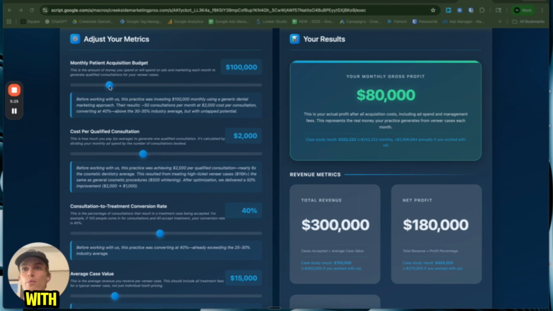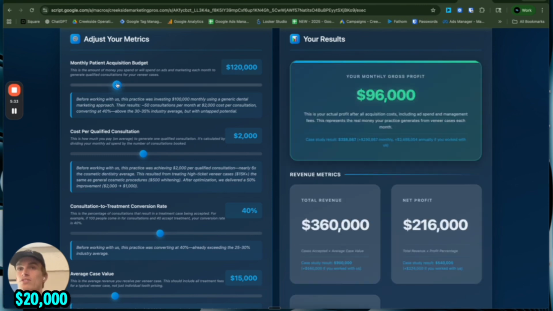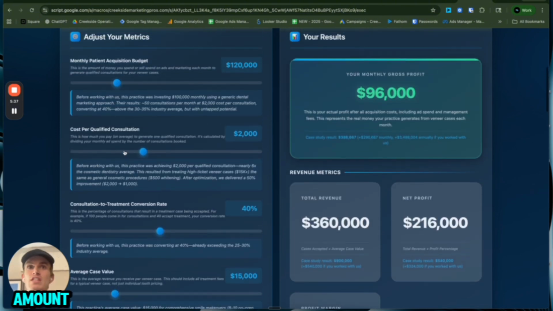So if we play around with the metrics, you can see how much money, if all other variables remain the same, you are expected to make from making certain increases. So if we added an additional $20,000 in budget with these current metrics that we have right here, this is the amount of estimated additional profit that we could bring into the business. And this is after paying for ad spend. So if you increased your budget by $20,000, you essentially are expecting to make an additional $16,000 in profit after paying for that ad spend as well.